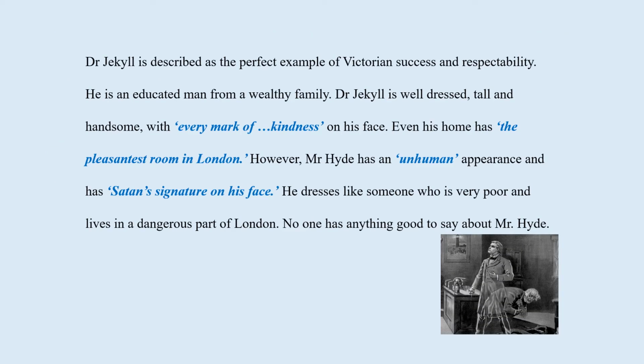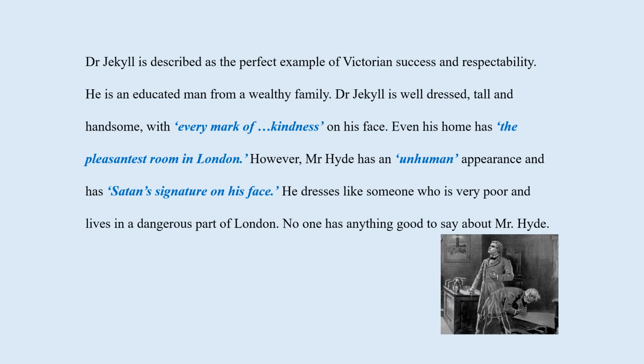Dr. Jekyll is described as the perfect example of Victorian success and respectability. He is an educated man from a wealthy family. Dr. Jekyll is well dressed, tall, and handsome, with every mark of kindness on his face. Even his home has the pleasantest room in London.